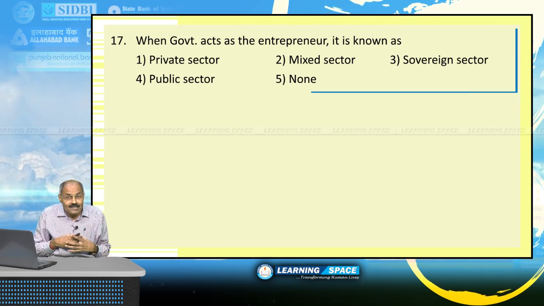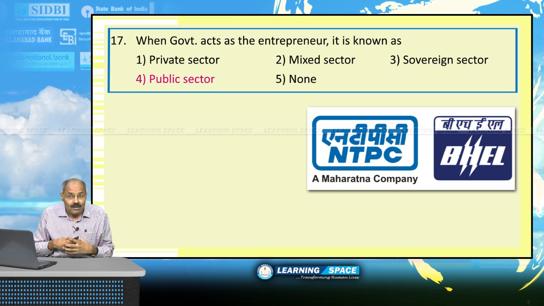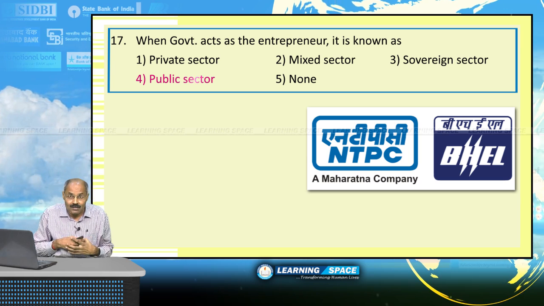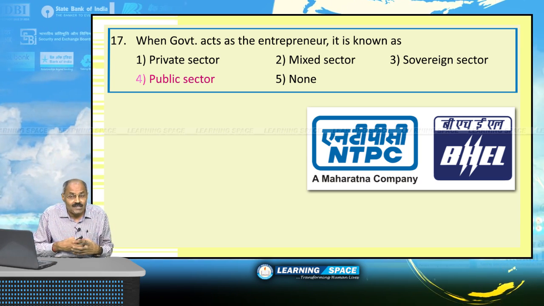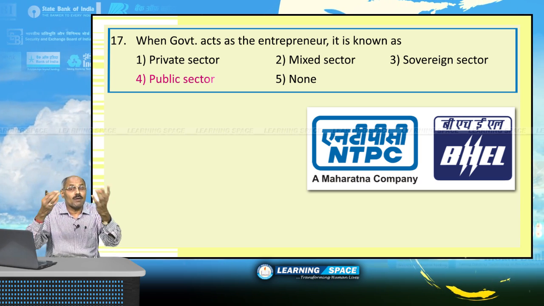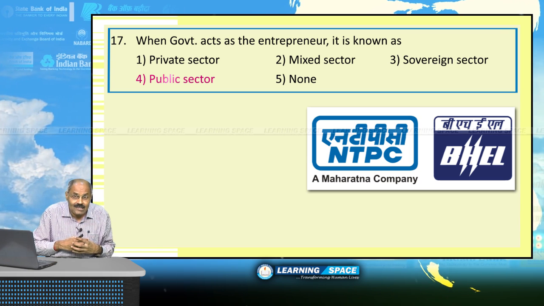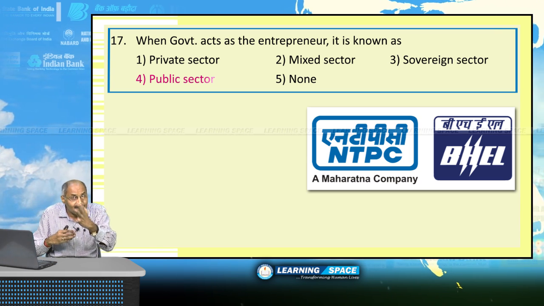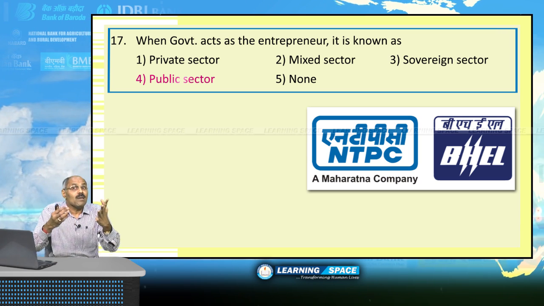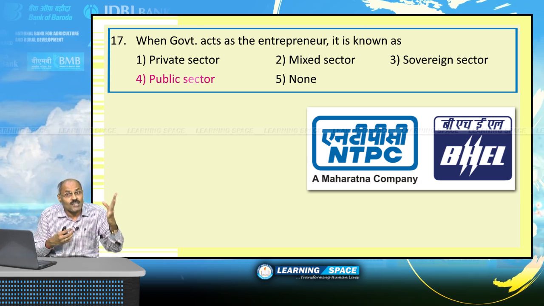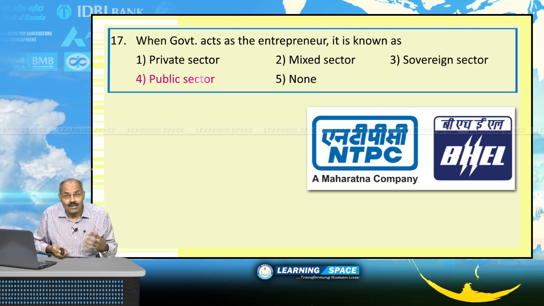When government acts as the entrepreneur, it is known as public sector. When government is the entrepreneur, public sector, like NTPC, where the government share is more than 51%, or BHEL, where the ownership of Government of India is more than 51%. Under those circumstances, government acts as the businessman, and they are called public sector enterprises, where the ownership of government is 51% or more. Look into the next question.